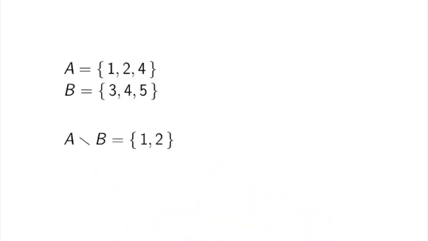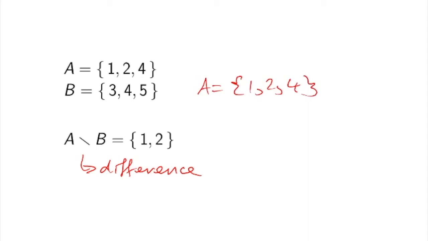Finally, we have this slash here, which means difference. So this altogether means A slash B, or the difference of A and B. How to work it out is we start off with the elements in A, so we have the elements 1, 2, and 4, and we remove any elements that are also in B, which in this case is 4, because 4 is also in B. So what you end up with is just the numbers 1 and 2.